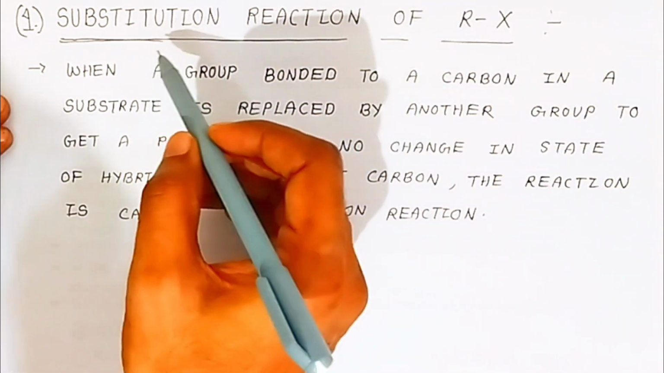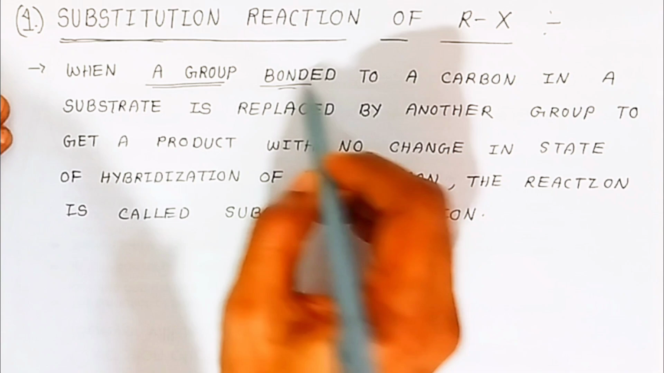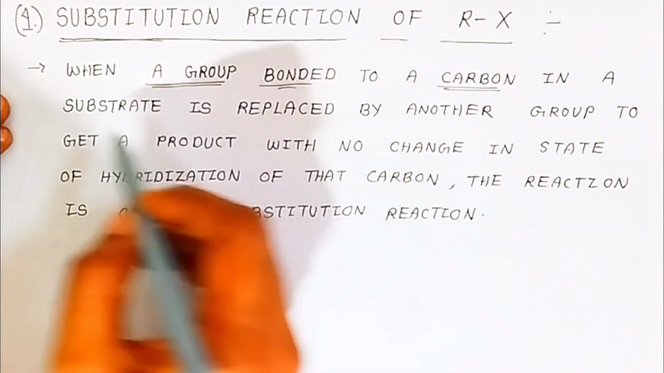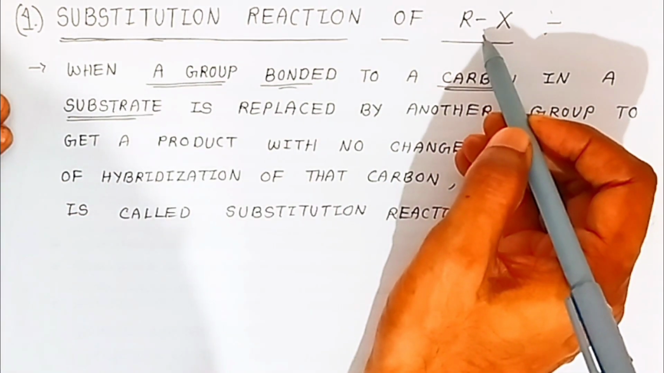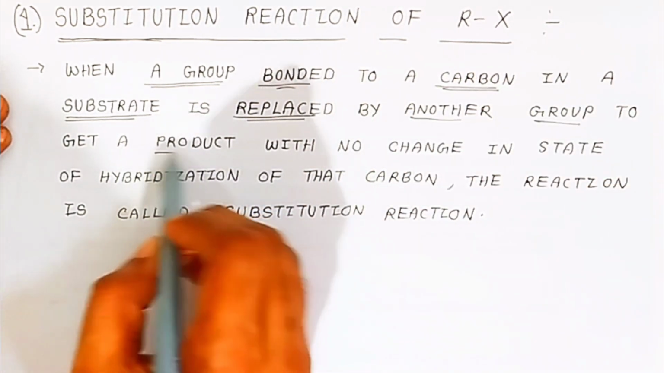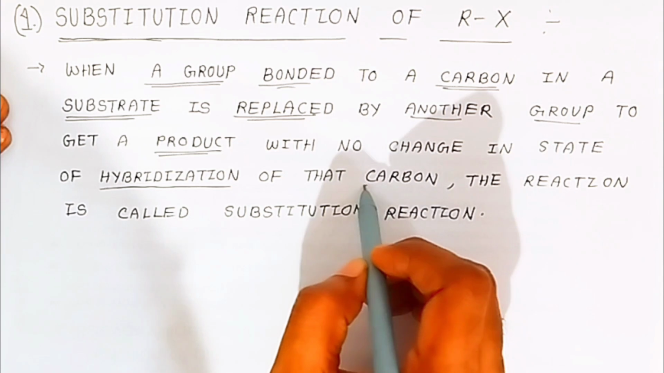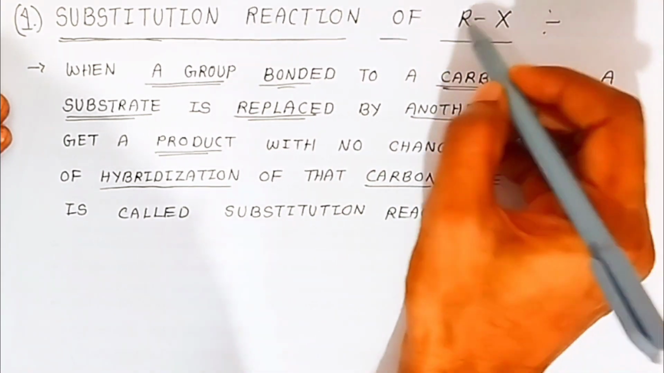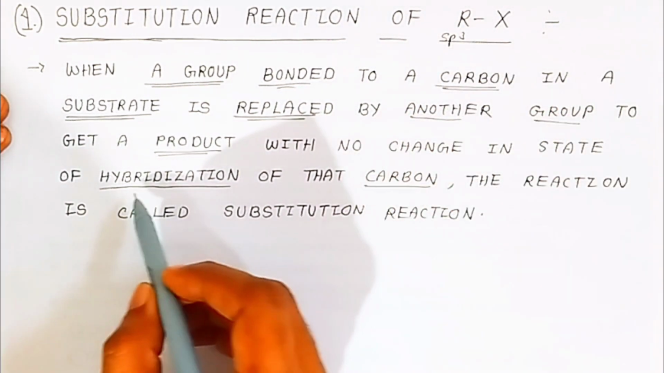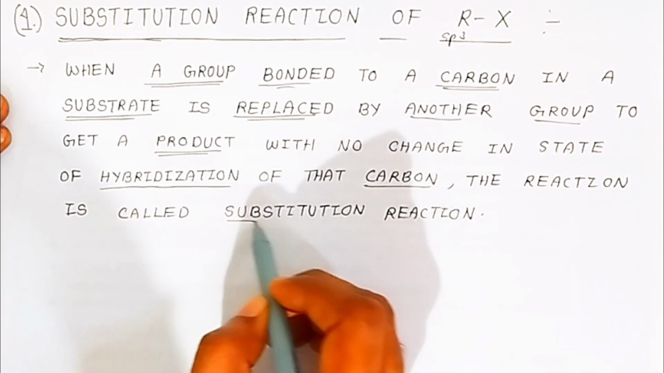So what happens students, what is substitution reaction? When a group bonded to a carbon in a substrate, here your substrate is alkyl halide, is replaced by another group to get a product with no change in the state of hybridization of that carbon. Here students, carbon in alkyl halide is sp3 hybridized, so the state of hybridization is not going to be changed. The reaction is called substitution reaction.